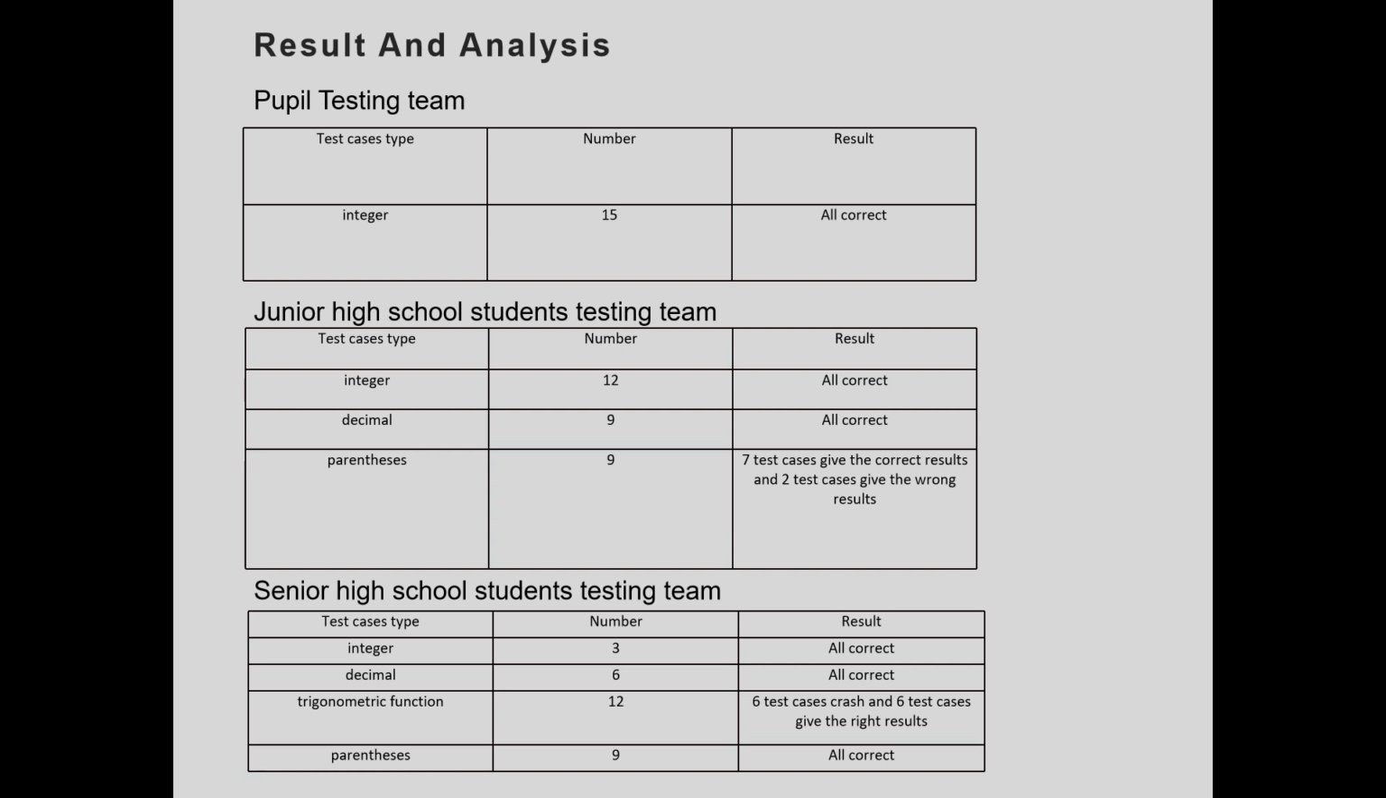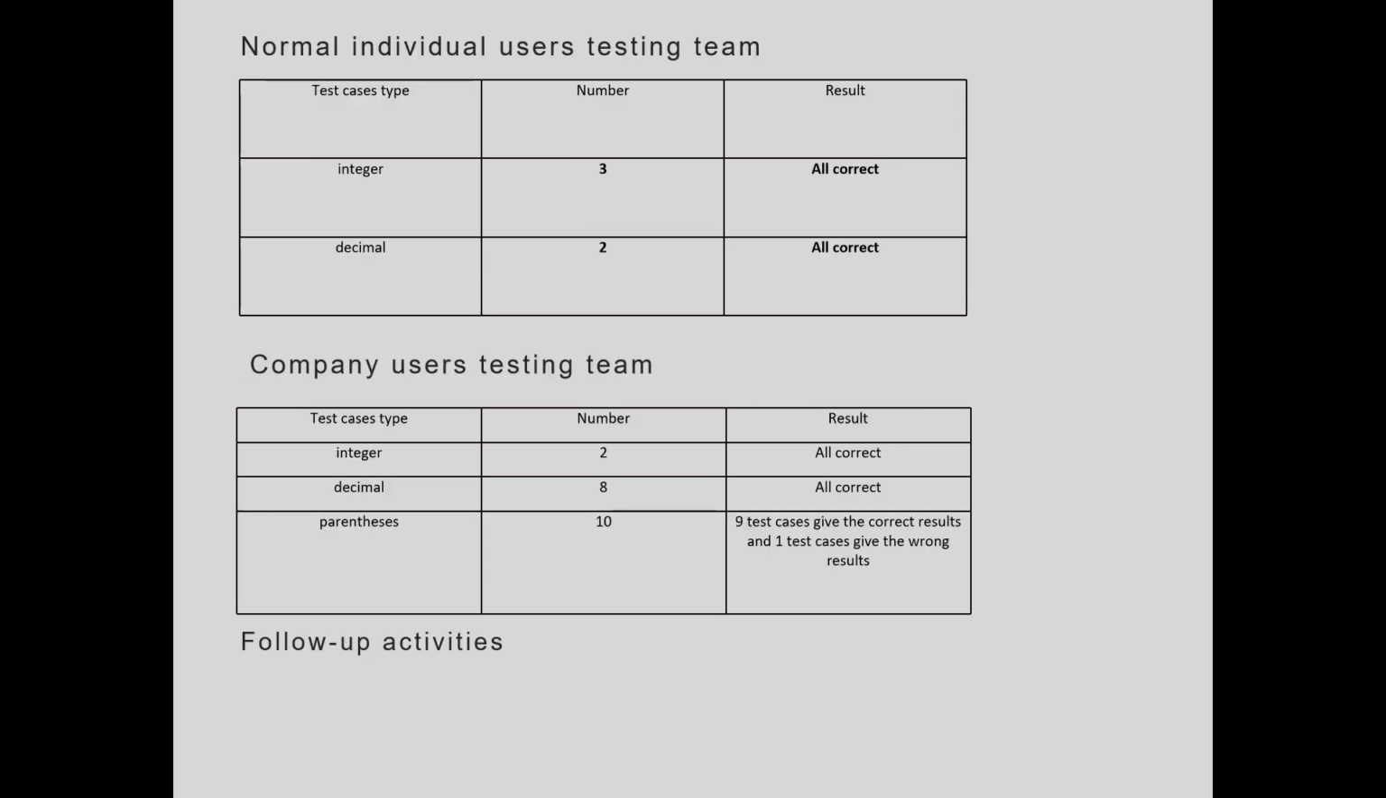And then for the senior high school students testing team, there are 30 test cases too, which contain integers, decimals, trigonometric functions, and parentheses. From the table, I can conclude that the failure rate is 80%. Besides, there are 6 crash problems in this team, and a crash problem is a kind of severe quality problem, which is totally unacceptable and destroys the usage experience.